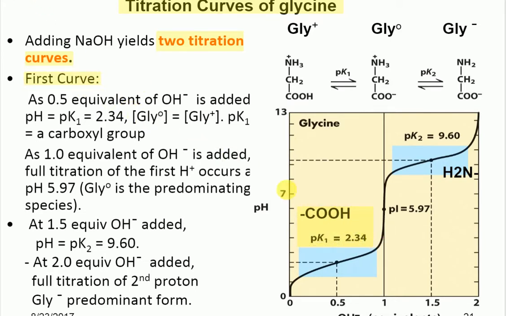Let me just type that in real quick. Carboxyl group. There we go. pK1 is the carboxyl group. As 1.0 equivalents of hydroxide is added, full titration of the first hydrogen occurs at pH 5.97. Full titration of the first H+.